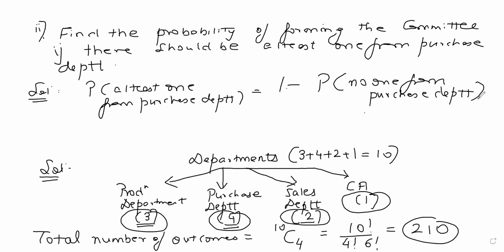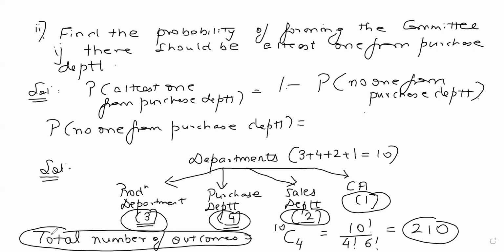Now how do I find none? The probability that there is no one from the purchase department will be favorable outcomes upon total number of outcomes. Total number of outcomes, we all know, is 210. What are the favorable number of outcomes?